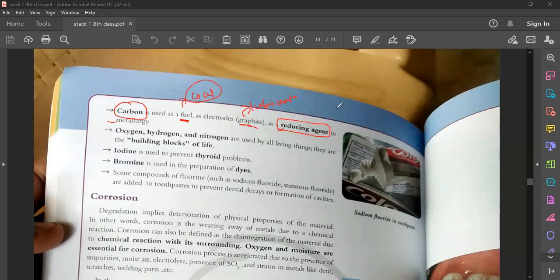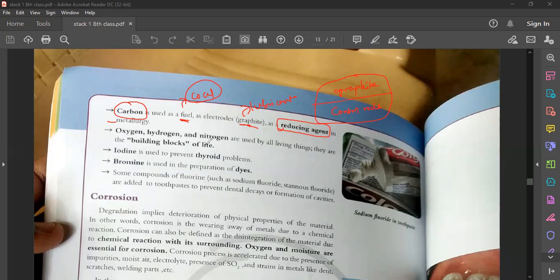Control rods in the nuclear reactor, you know that one? Nuclear reactors are used to produce energy by using uranium. So in that, control rods will be there. They are also made up of graphite. So graphite is an allotrope of carbon only.